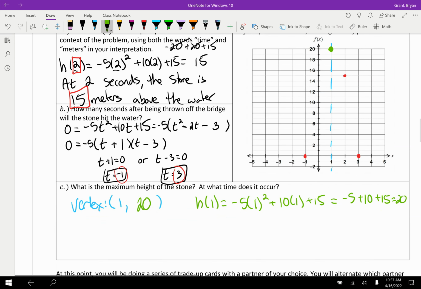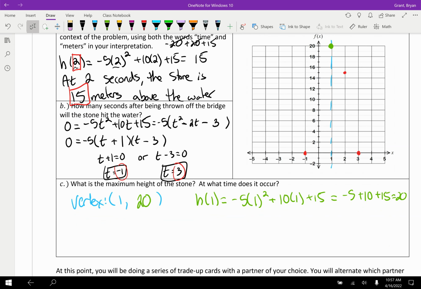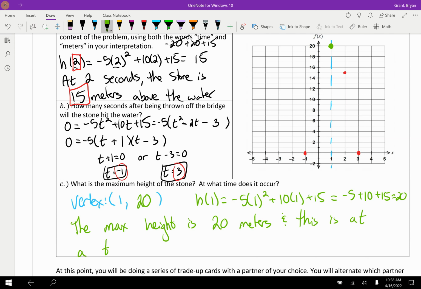Okay, so we now know what the answer is to this question. What's the maximum height of the stone? So the max height is 20 meters, and this is at a time of 1 second.